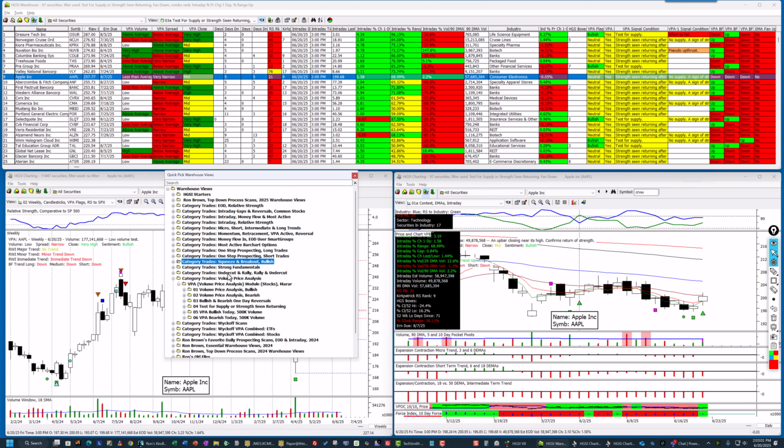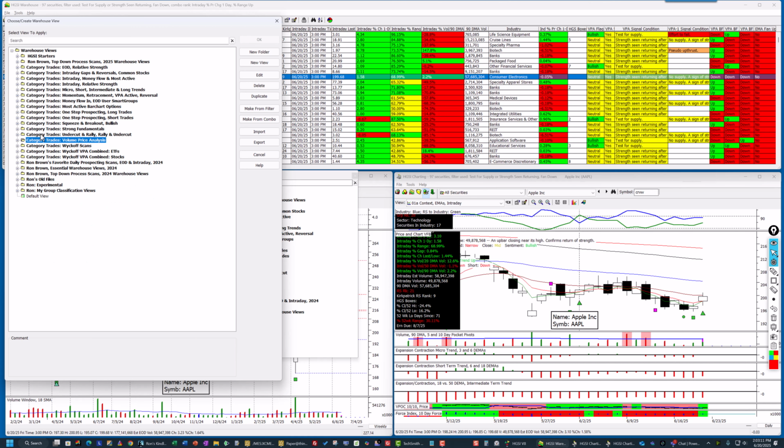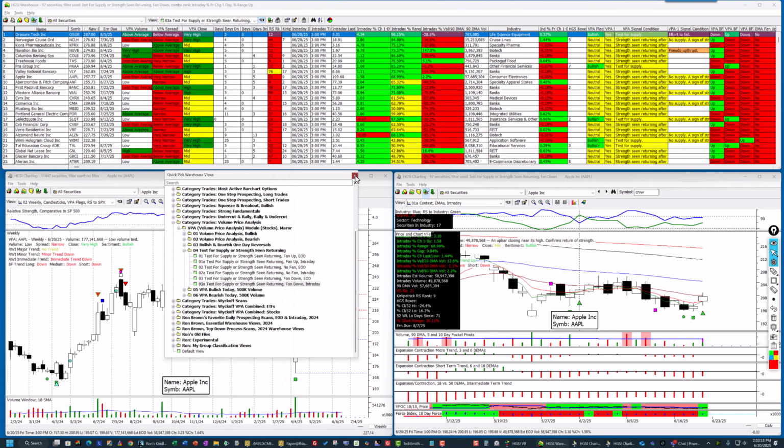Anyway, volume price analysis, just go up here, click on this. Category trades, highlight it and delete it, and then reinstall the add-on, and you'll be up to date.